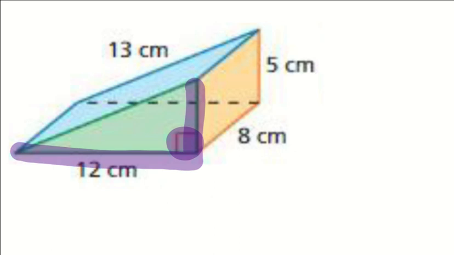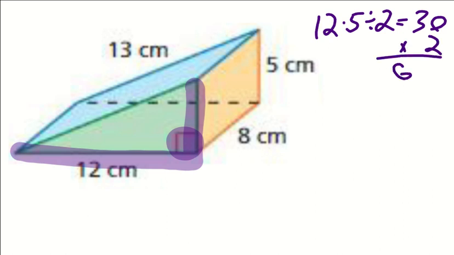So that's our triangles. We got 12 times 5 divided by 2. That's 30. There's 2 of them. So that gives us 60 for the triangles. Okay?